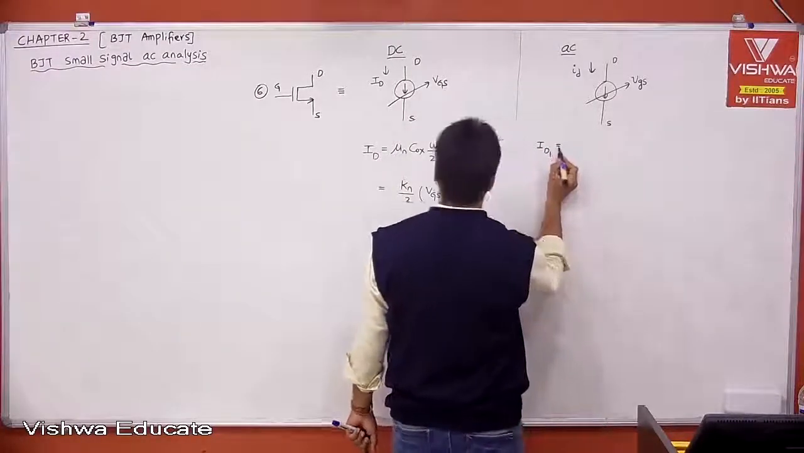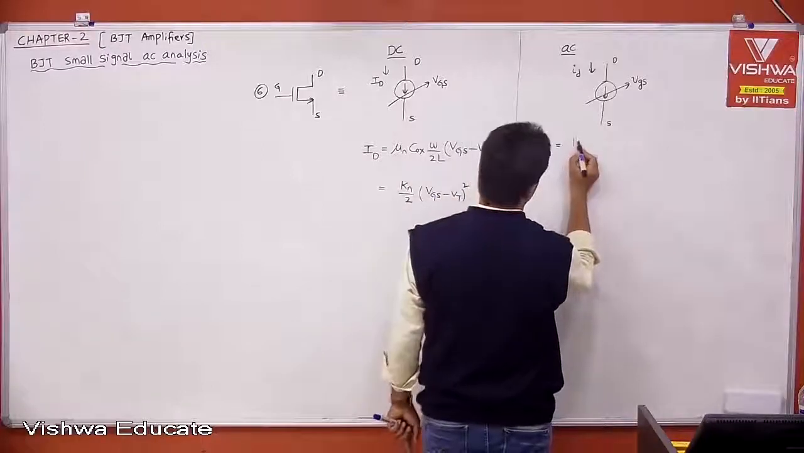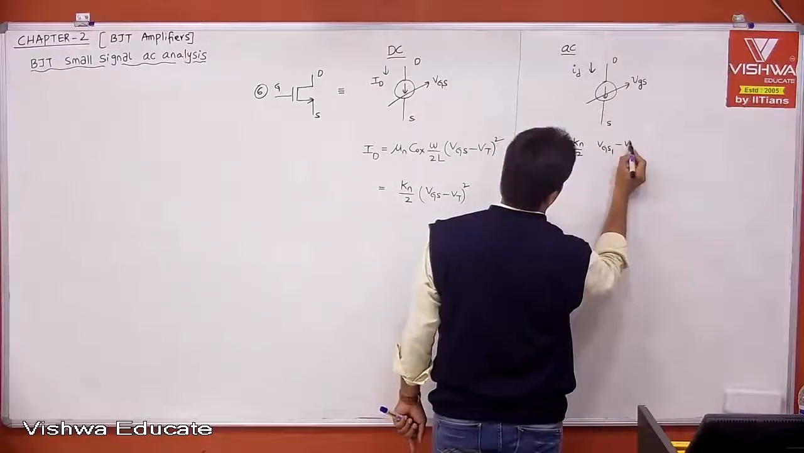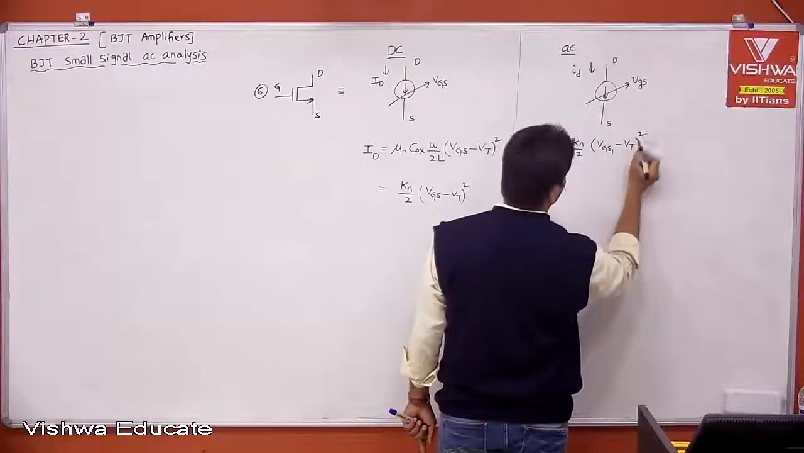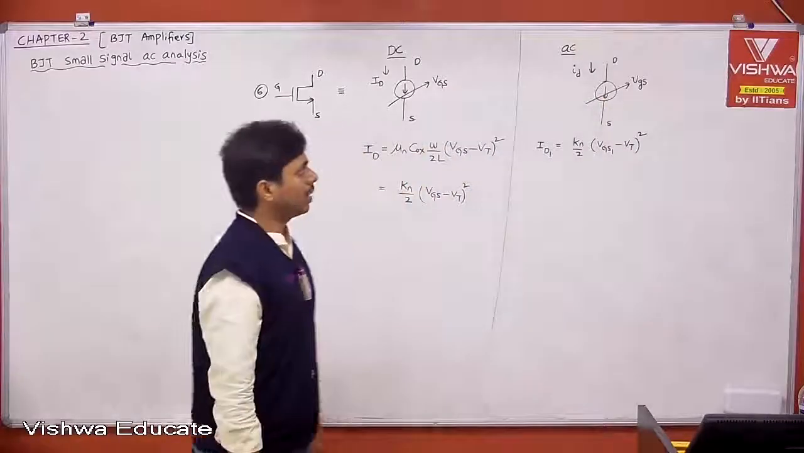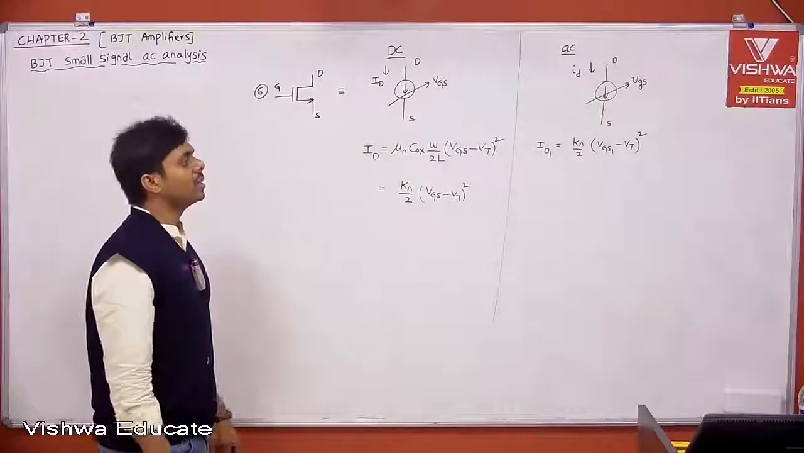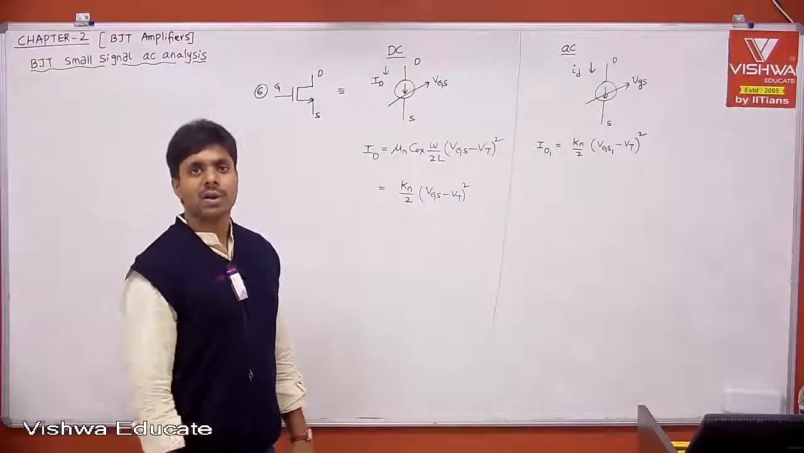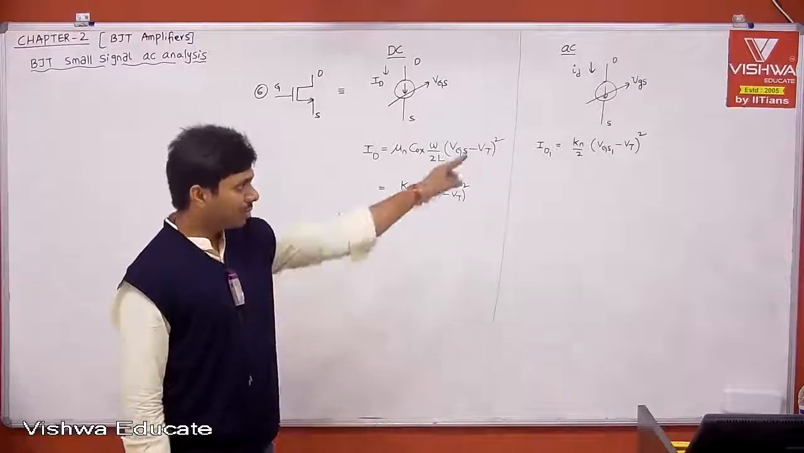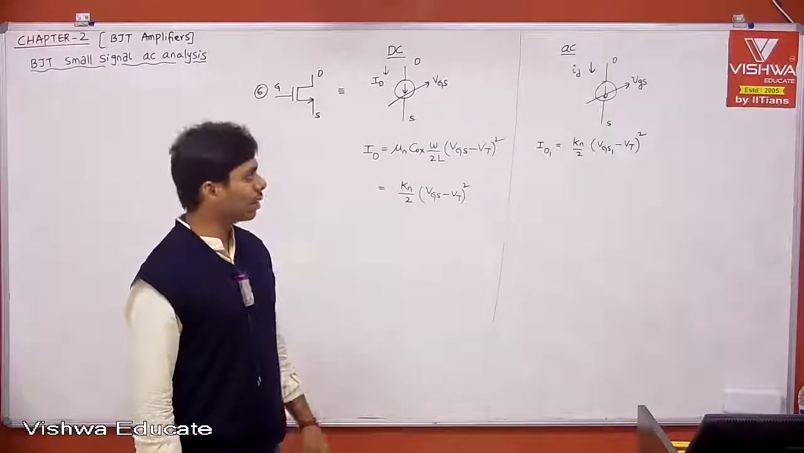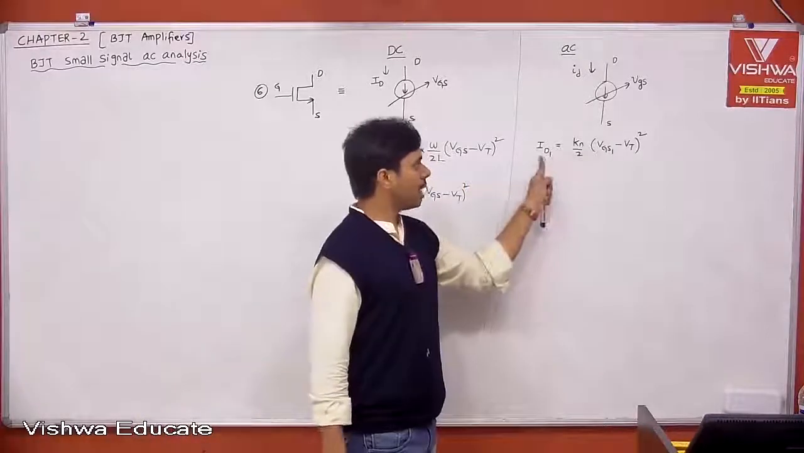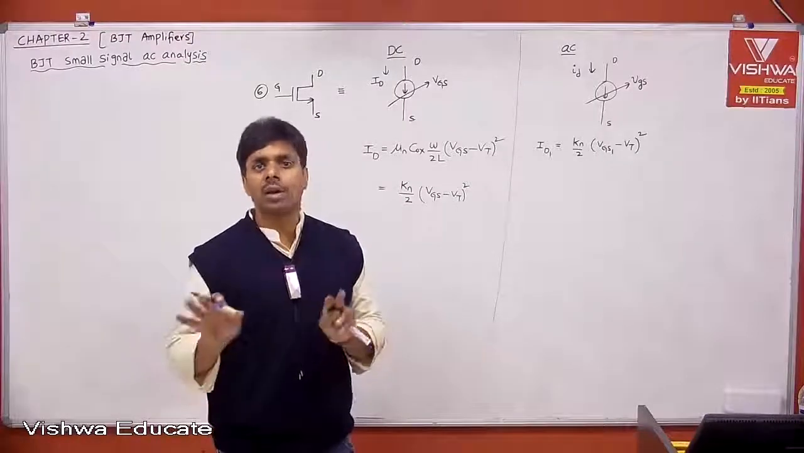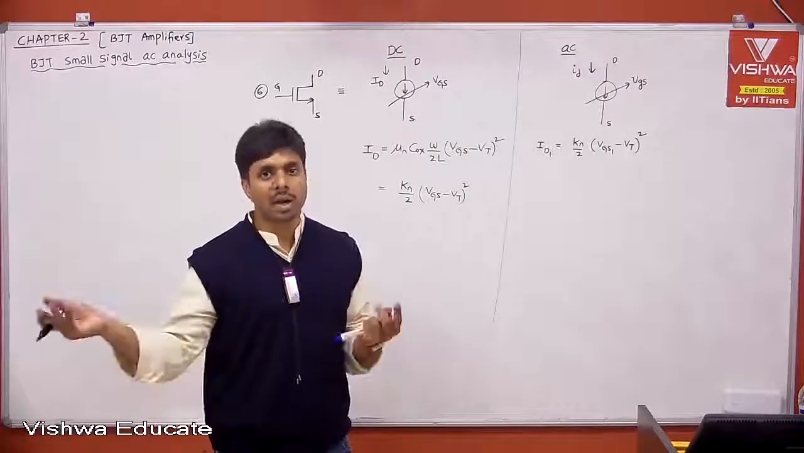ID1 is equal to, because this is constant, let me take Kn by 2 into VGS1 minus VT whole square. Your VT will not change with respect to time, or with respect to the signal excitation. The VT is a function of temperature, doping concentration, and thickness of oxide. Once the device is fabricated, temperature is constant, so VT is constant and Kn is constant. Only the variables are input voltage and output current, that is what you are looking for. Only signal variations, not other parameter variations.